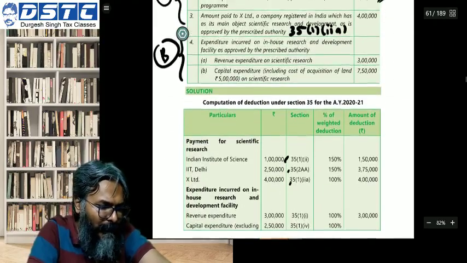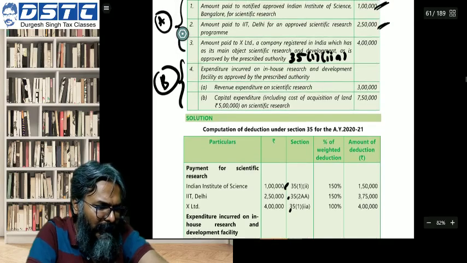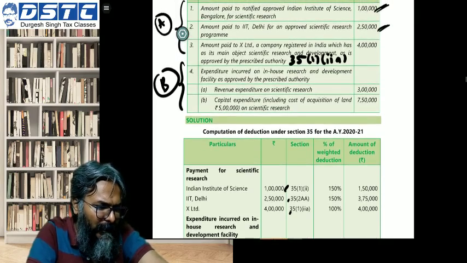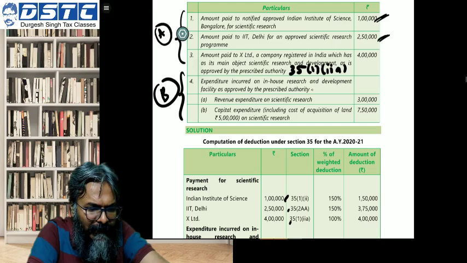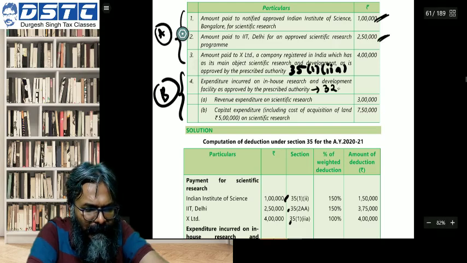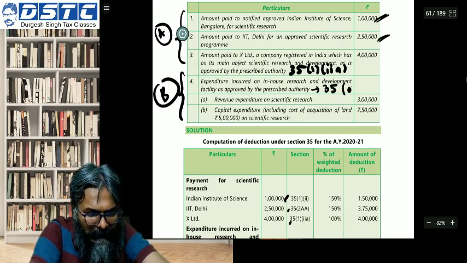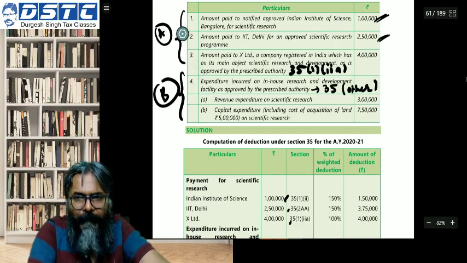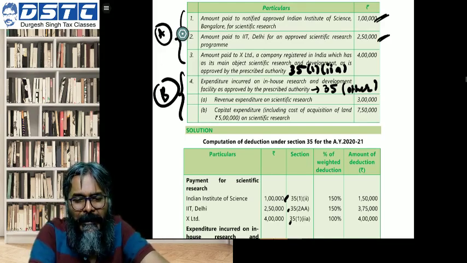So it is approved in this regard, friends. In this context, expenditure incurred on in-house research and development facility as approved by the prescribed authority. Students, you should always find that they should mention section 35. If so, this would be the normal 35, others. For 35(2)(ab), they should write that eligible for deduction under 35(2)(ab). This is how you have to read the question in the exam.